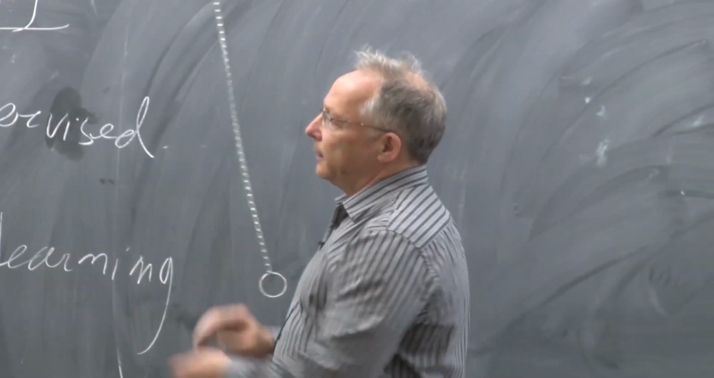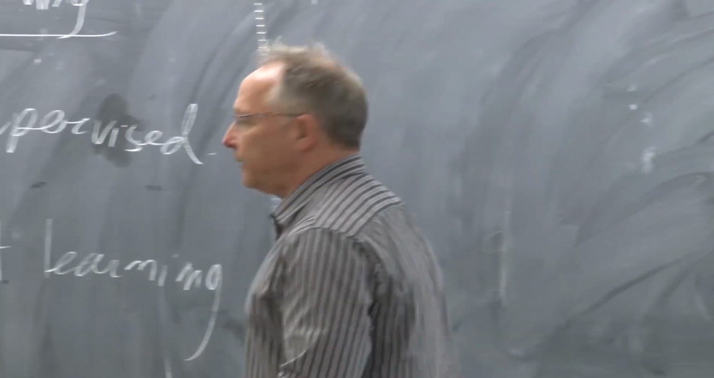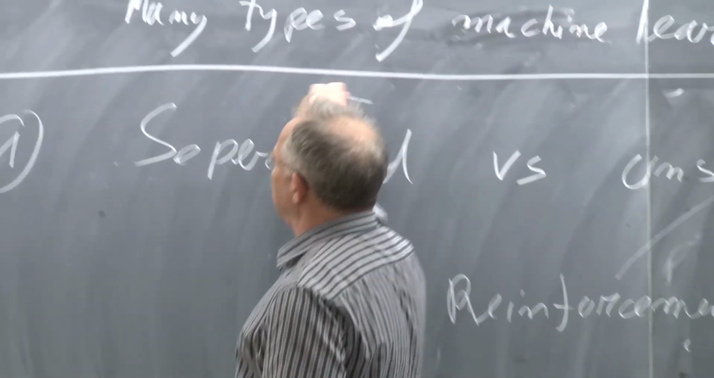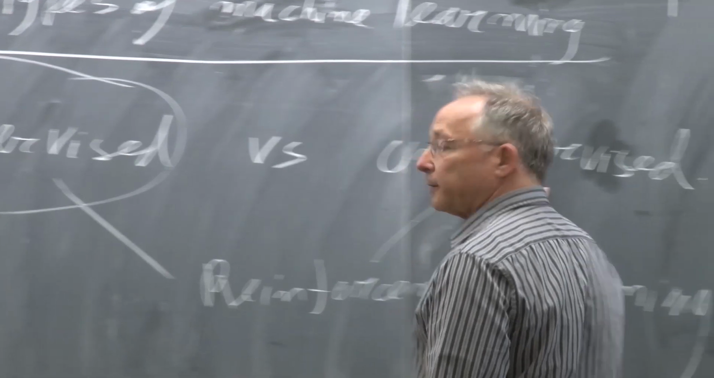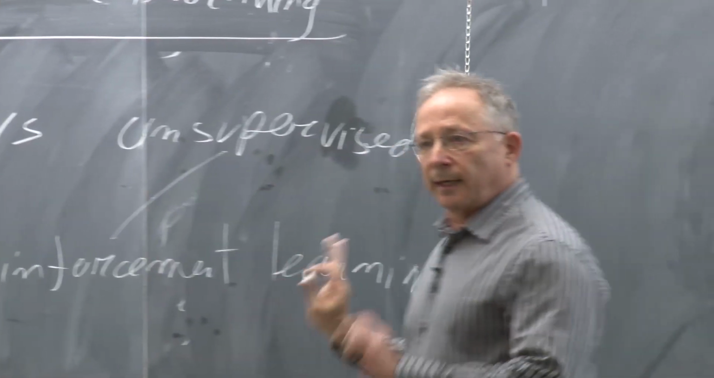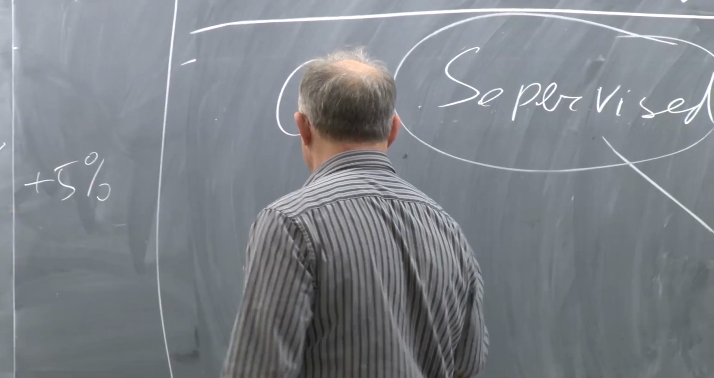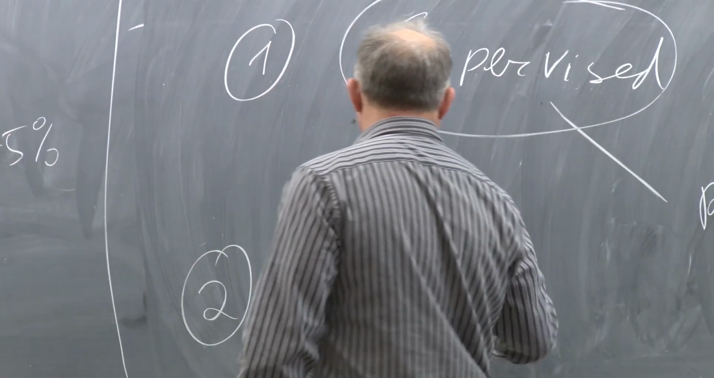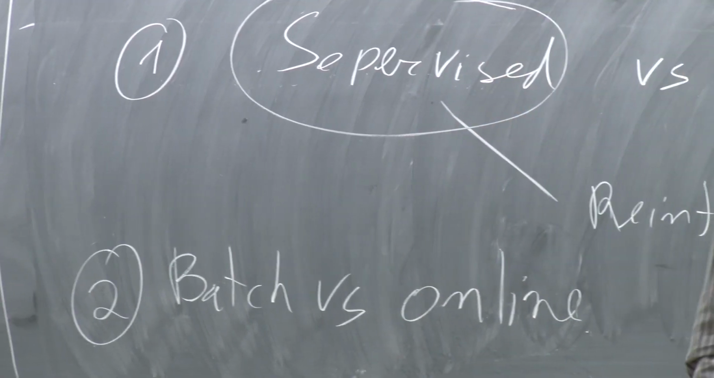So this is one kind of coordinate along which there are many different learning settings. And in this course, we will mainly talk about supervised learning. We will talk a little bit about unsupervised learning and not at all about reinforcement learning, although all of those are important areas in machine learning. Another important component is batch versus online. So what do I mean by batch versus online?